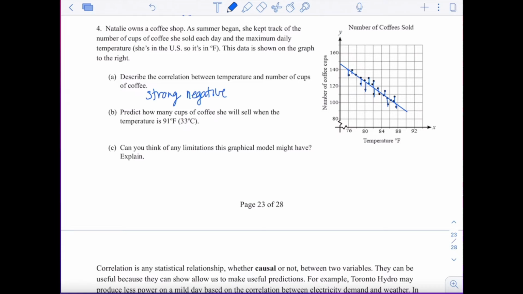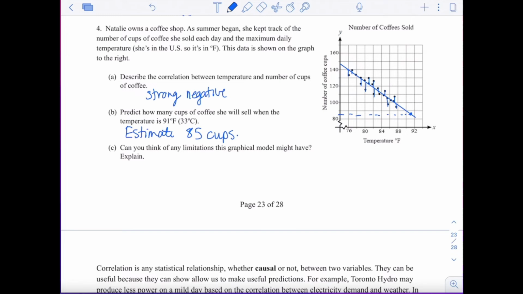Let's predict how many cups of coffee she will sell when the temperature is 91. So if I continue my line along here, maybe let's do it this way. Okay, so I would say maybe 85. 85 cups. So can you think of any limitations this graphical model might have?